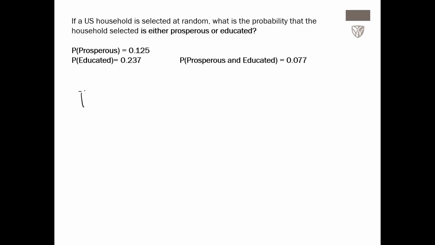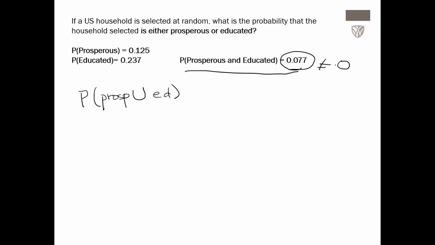And so the question is, if we select a household at random, what's the probability that the household is either prosperous, and I'll use a little shorthand here, or educated? So we said that's going to be a union, so prosperous or educated. The first question to ask is, are these two events mutually exclusive? They would be mutually exclusive if the probability of both occurring at the same time is equal to 0, but we said that the probability of being prosperous and educated is equal to 0.077, which is not equal to 0. So these events are not mutually exclusive.